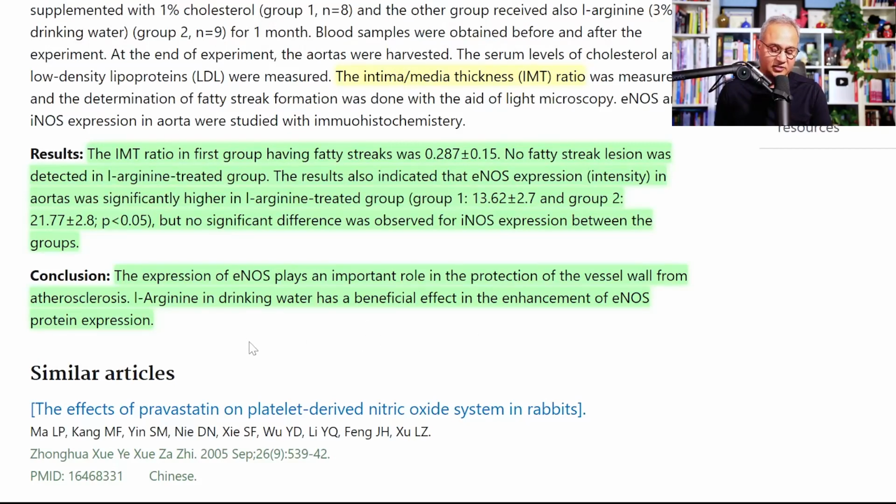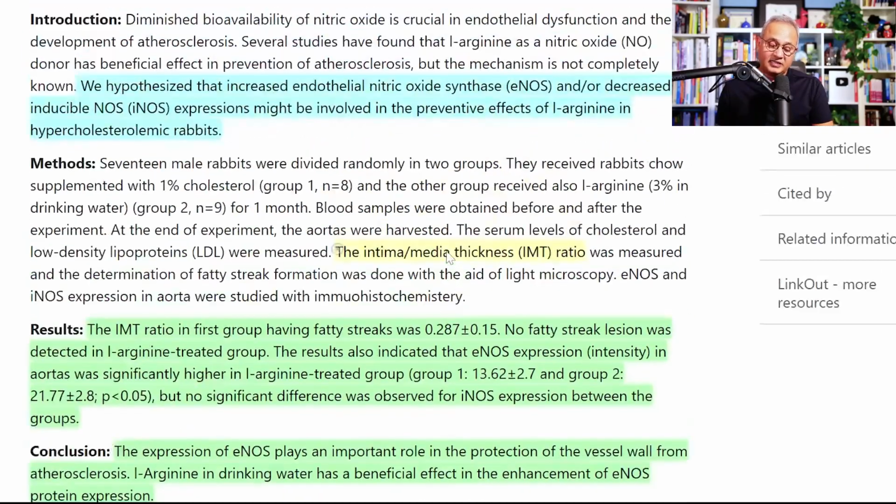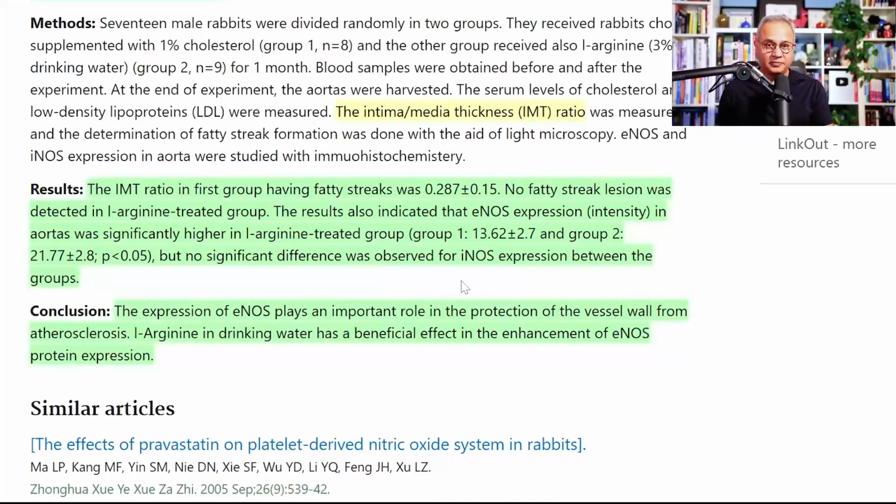So then they conclude, they say, the expression of eNOS plays an important role in the protection of vessel wall from atherosclerosis. Levoarginine in drinking water has a beneficial effect in the enhancement of eNOS protein expression. So here in this study, they're not only proving that eNOS is useful and we should use that, they're also proving that it will not cause the counter effect of increased nitric oxide in the immune system cells. That's a very important point.